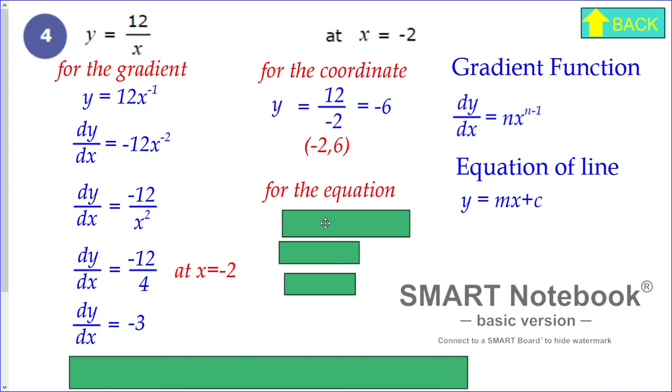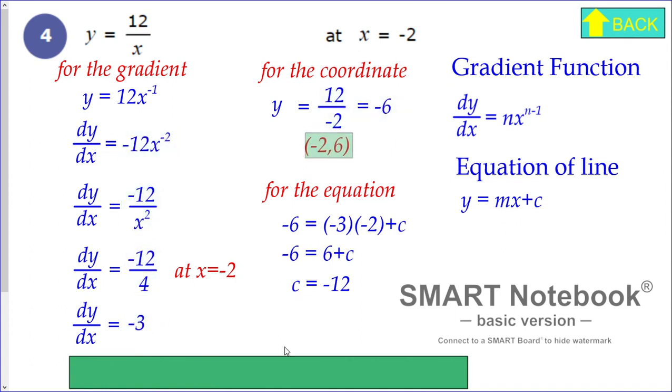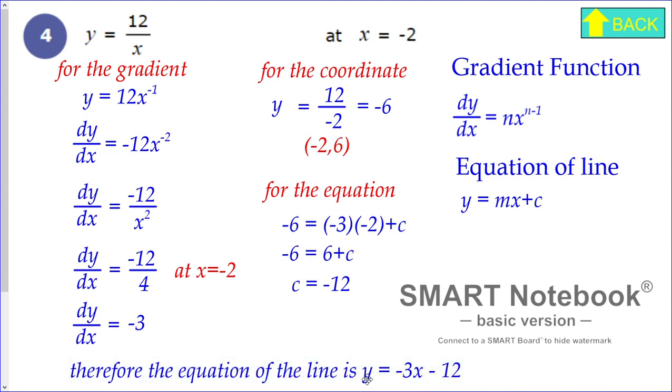For the equation we use y equals mx plus c. Just like last question, we substitute our values in. Minus 6 for y, minus 3 for the gradient, and minus 2 for the x value. Solving and rearranging for c gives us minus 6 equals 6 plus c. Bring the 6 to the other side. Be careful here. These do not cancel. We are subtracting 6 from both sides, and we get c equals minus 12. In the end, our overall equation is y equals minus 3x minus 12.